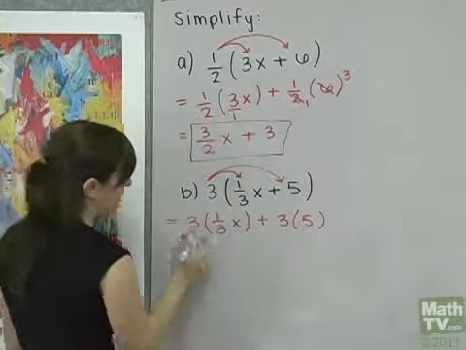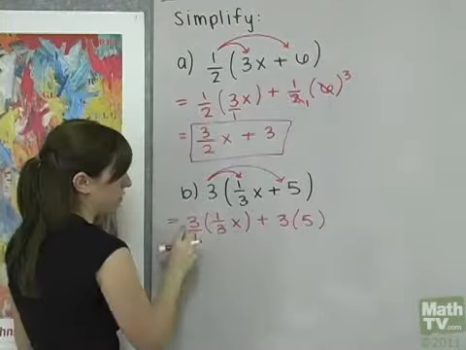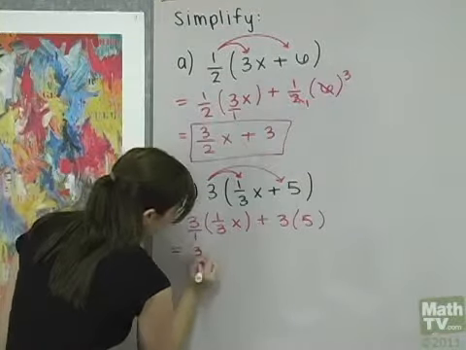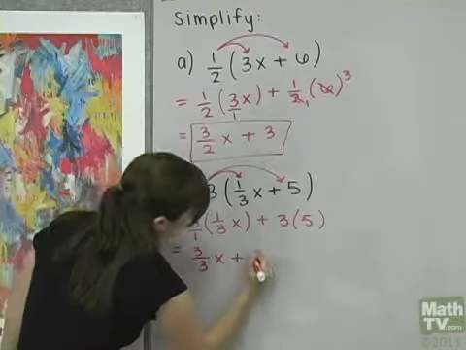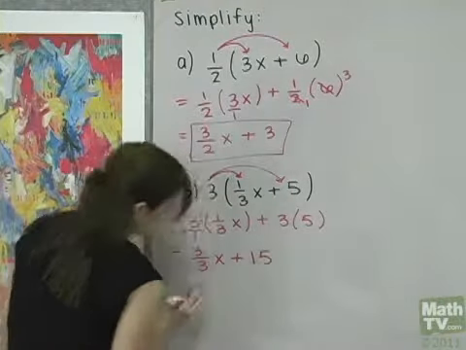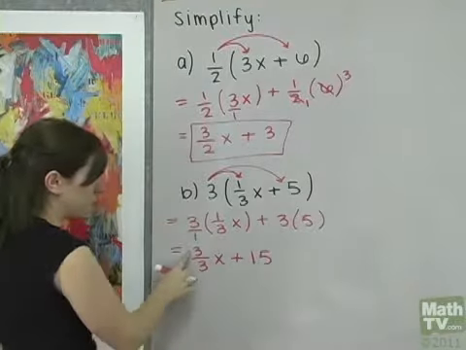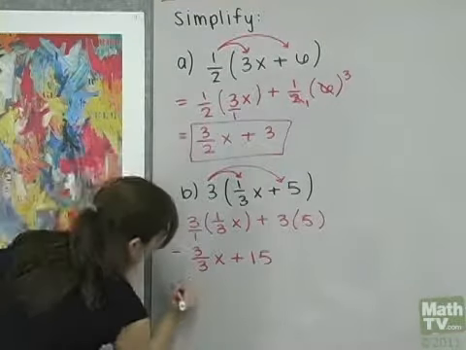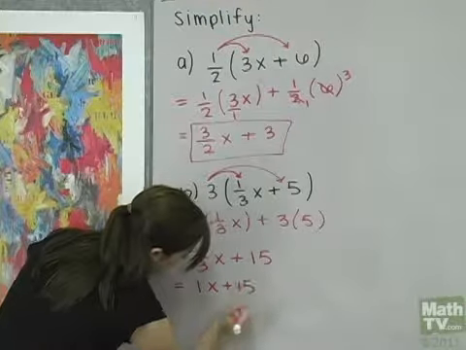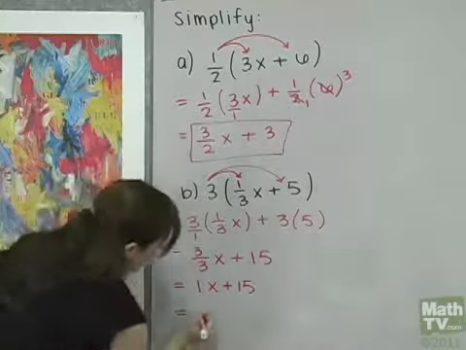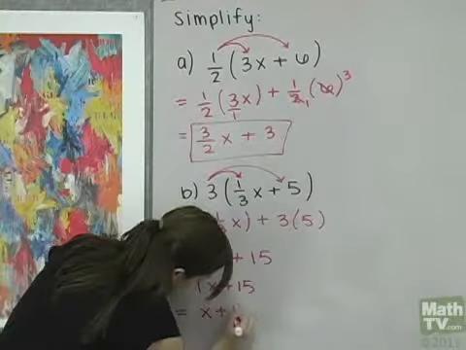Once again, 3 can be looked at as 3 over 1, and we have 3 times 1, which is 3, and 1 times 3, which is 3x, plus 3 times 5, which gives us 15. Now we can simplify this a little more, since 3 over 3 is the same as 1x plus 15. This can also be written as x plus 15.